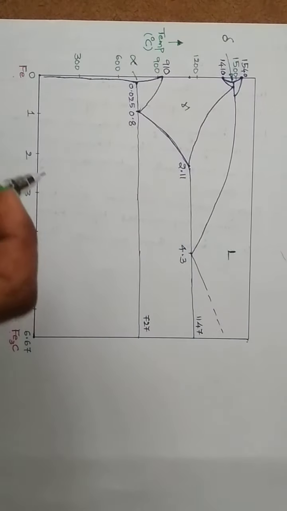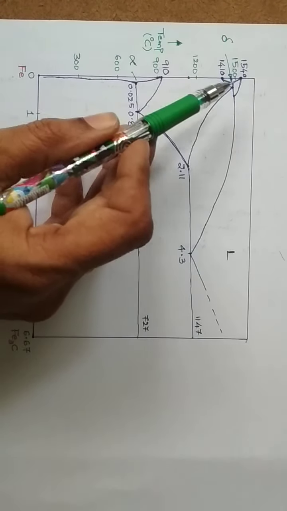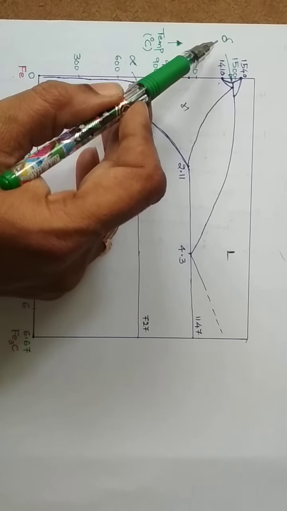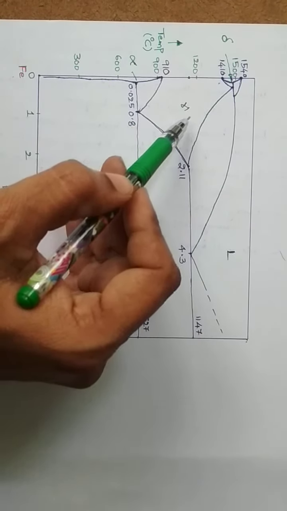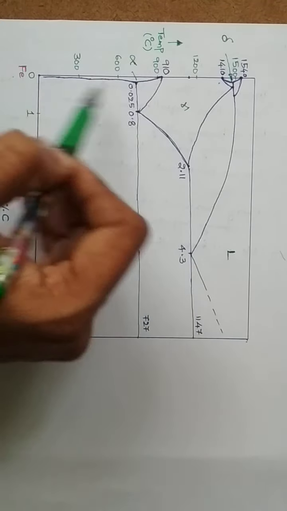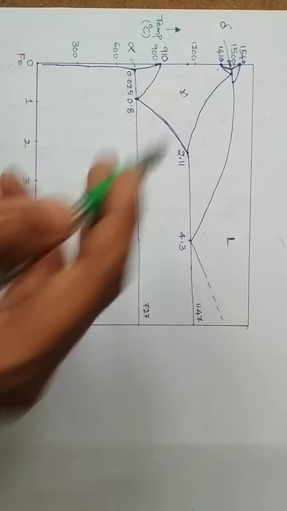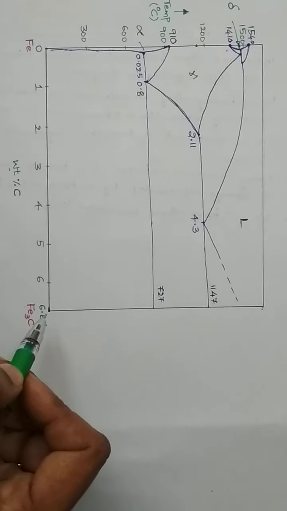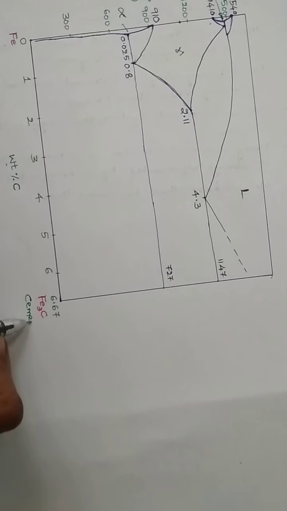So we have identified the liquid region, and in this small region from 1410 to 1540 the iron exists as delta iron, from 910 degrees to 1410 degrees iron exists as gamma iron, and up to 910 degrees iron exists as alpha iron. This vertical line you see here is a single phase region, and this is Fe3C, which is cementite.